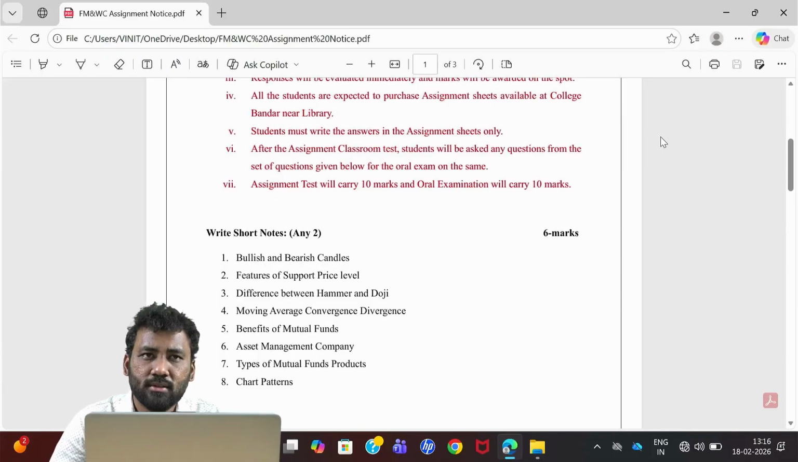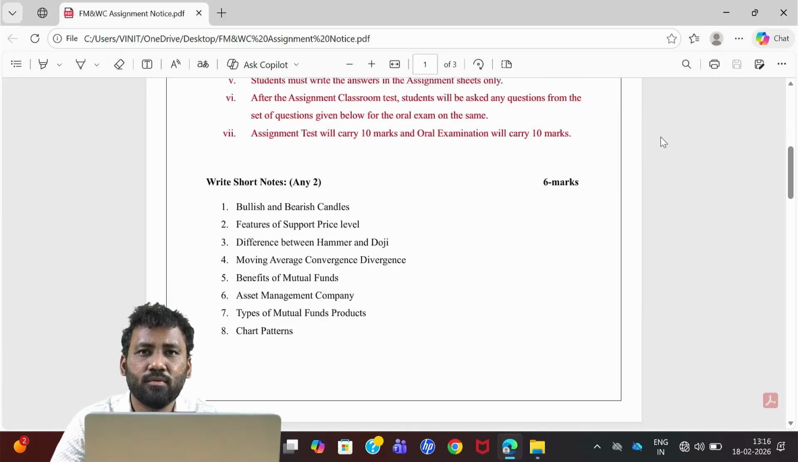The short notes will consist of 6 marks. You have to write any two, one short note for 3 marks each. These are the list of 8 short notes, and you have to write any two out of these 8. The first is bullish and bearish candles. The second, features of support price level. Then difference between hammer and doji. Then moving average convergence divergence. Then benefits of mutual funds, asset management company, types of mutual products, and chart patterns.